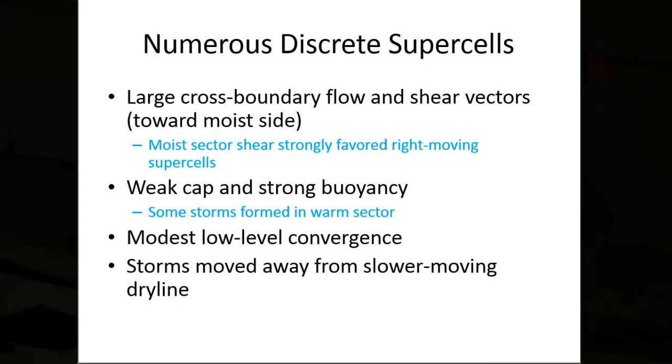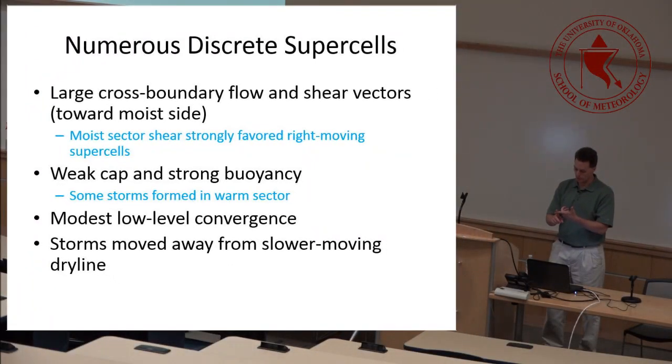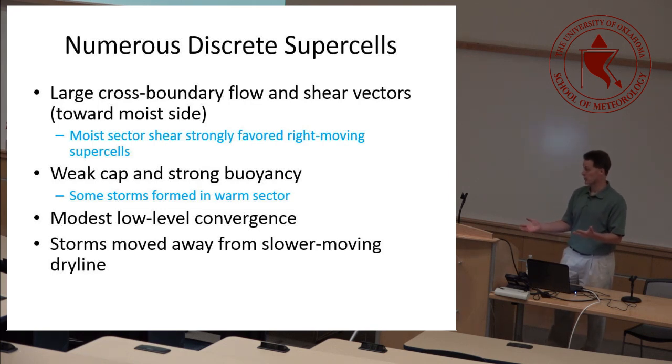All right, so again, just a summary of the case: large cross-boundary flow and shear vectors, weak cap, but also weak low-level ascent. So we don't initiate too many storms. The ones that do initiate move away from the boundary. And all of this adds up to a dangerous tornado outbreak when you consider the downstream environment. And again, we initiated a whole bunch of storms like this on this day, and that's why it turned out to be such a damaging event.